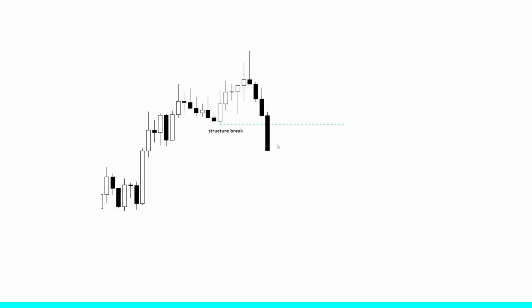Now, sometimes, and I'm going to talk about this later in the section about lower time frame confirmation entries, and when to use confirmations, when not to use confirmations, the pros and cons to using confirmations.